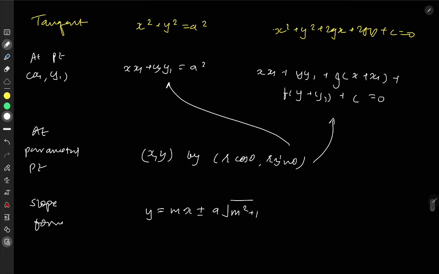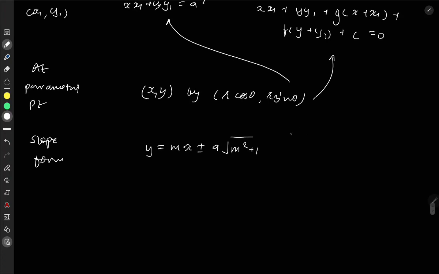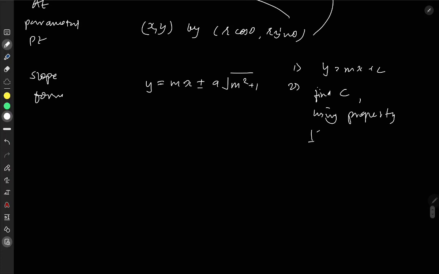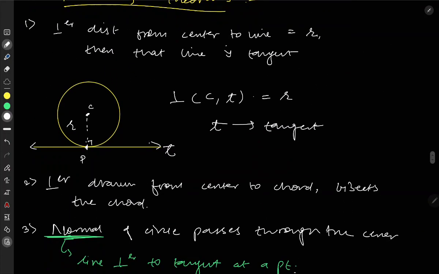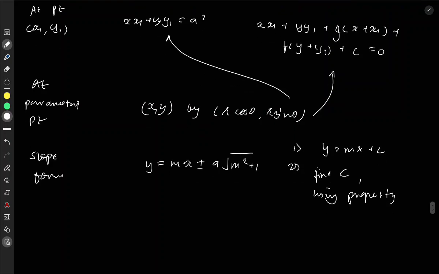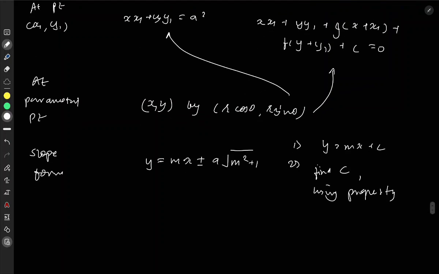This is the formula for x square plus y square. And for the general equation, we would write the equation of the line as y equals mx plus c, and then the second thing would be to find c using the property that the perpendicular distance between the center and the line, if it is equal to the radius, then that line is a tangent. We'll use the first property here of the mandatory theorems. I'll just write the number because it's hectic. Property 3, mandatory theorem.